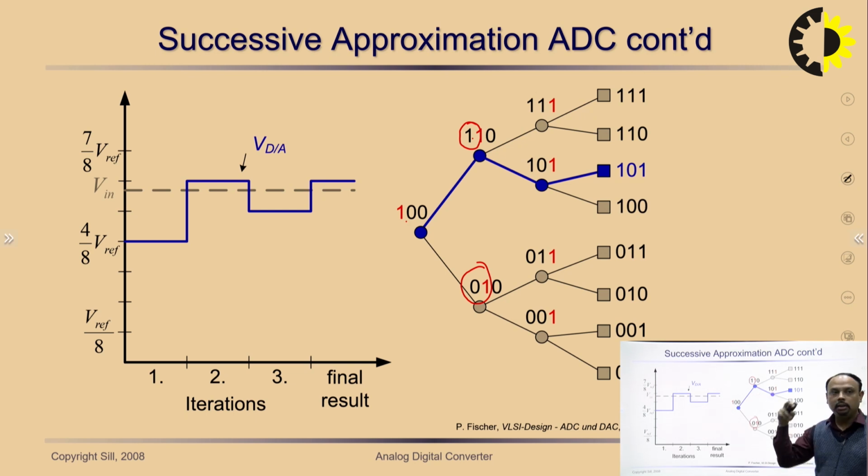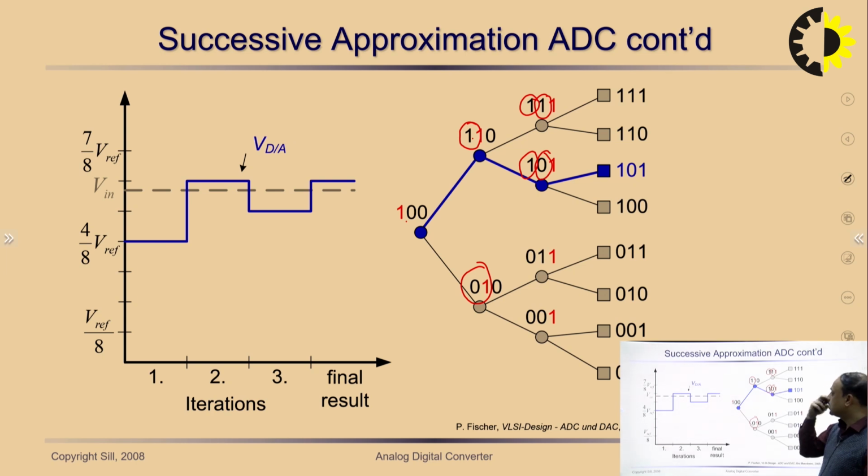When it is greater than V reference by 2, then the comparison is whether the voltage is greater than 3 times V reference by 4, or less than 3 into V reference divided by 4. So in this case the most significant bit is set to 1 only, while the second most significant bit is set to 1 for the input voltage which is greater than 3 by 4 of the V reference, and set to 0 for the value which is less than 3 by 4 of the V reference.